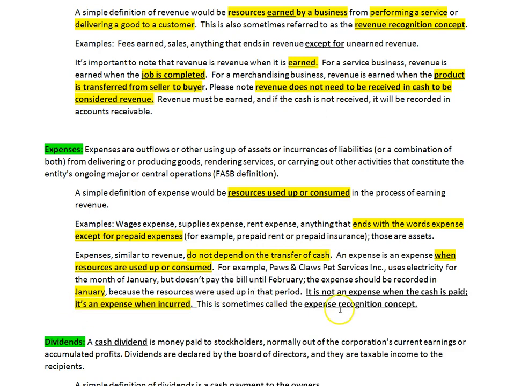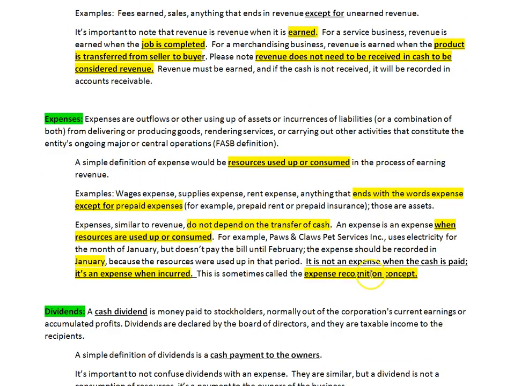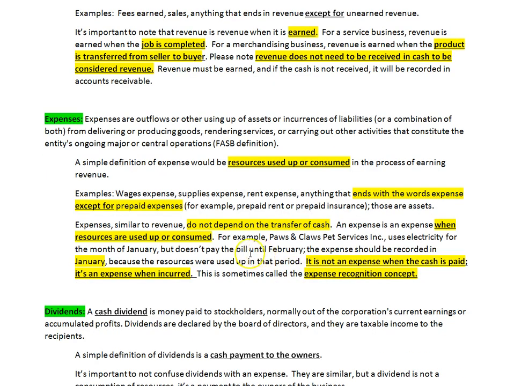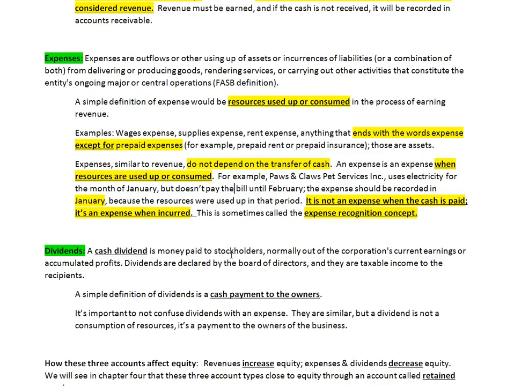Sometimes they call this the expense recognition concept. Very similar to the revenue one, the revenue recognition concept. This one's the expense recognition. And very important, it doesn't depend on when the cash is paid. Neither one of these do. So there's another basis of accounting called the cash basis of accounting, but it's not the GAAP method. What we're doing is called accrual accounting. And under accrual accounting, revenue is revenue when it's earned, expenses are expenses when they're incurred.